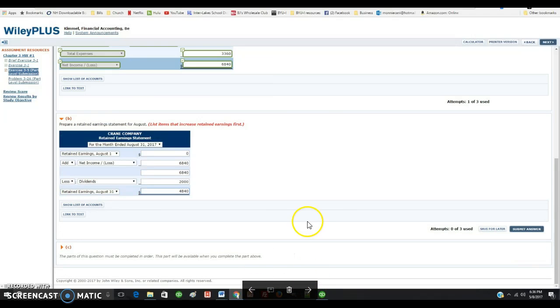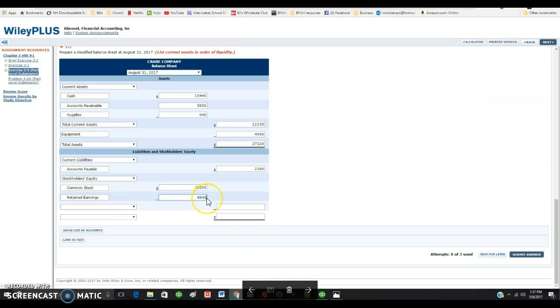Retained earnings was on our retained earnings statement. So this was the previous one we did. We had $4,840. So we'll enter that in.